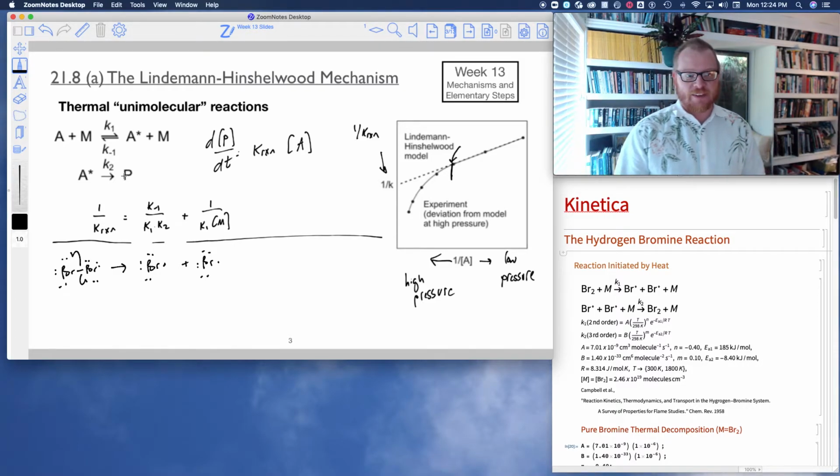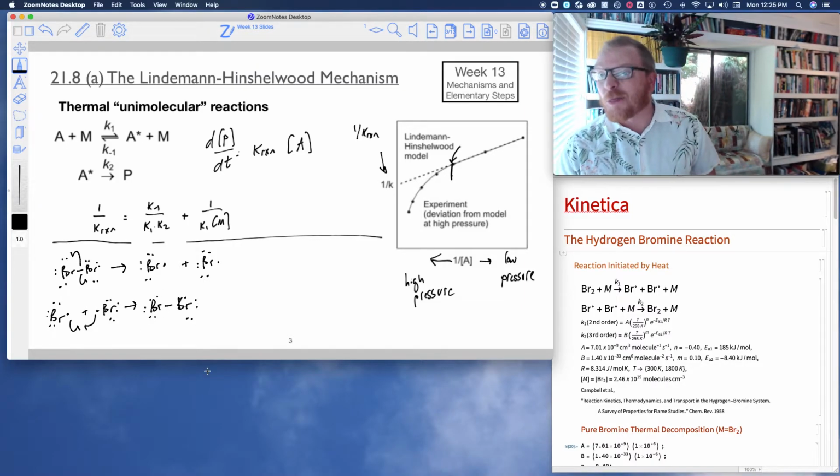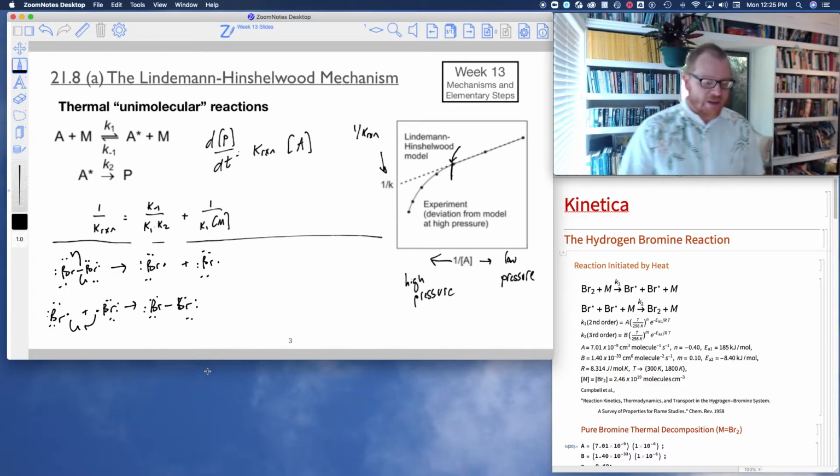The only difference is that in the full Lindemann-Hinshelwood mechanism, these unstable products go on to form a stable product. I don't have that going on here. Instead, these two bromine radicals can now recombine back to our original bromine, okay? And of course, what I'm not showing you here is that second body. In the case of the equilibrium reaction, it would be a third body. But now this gets really interesting.